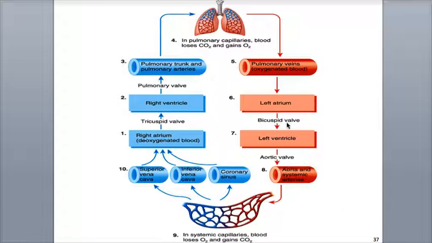In the systemic circulation, the systemic arteries carry oxygenated blood away from the heart, and systemic veins deliver deoxygenated blood back to the heart. It is the opposite for the pulmonary circulation. Pulmonary arteries carry deoxygenated blood away from the heart to the lungs, while pulmonary veins deliver oxygenated blood back to the heart.